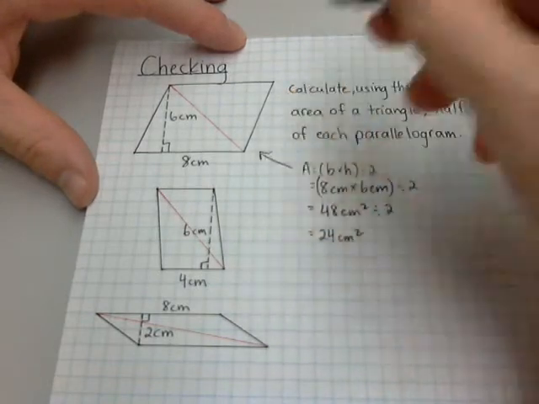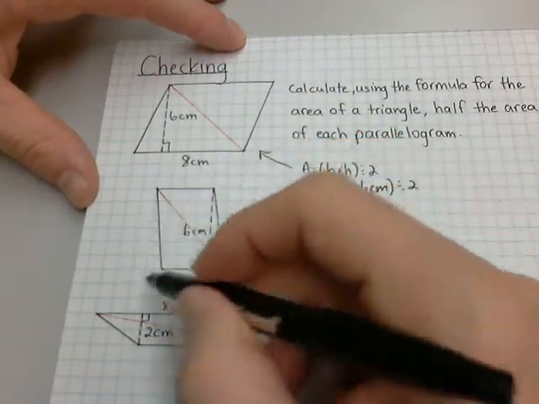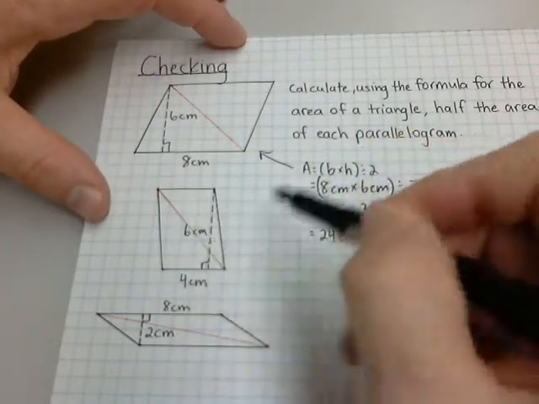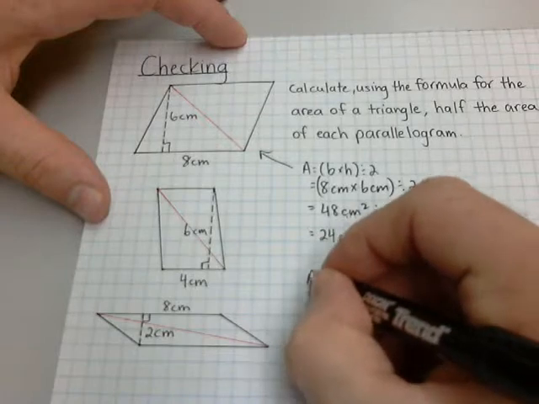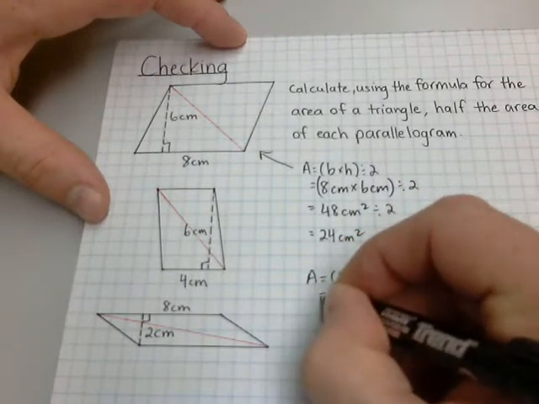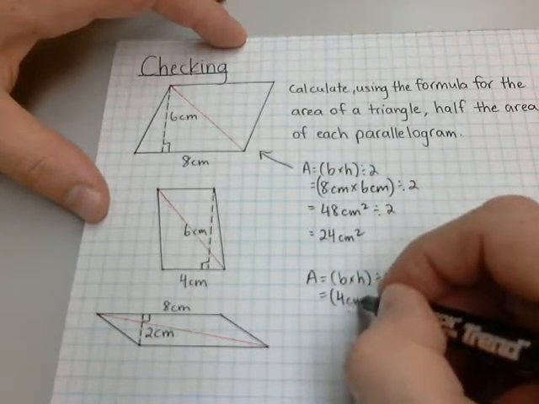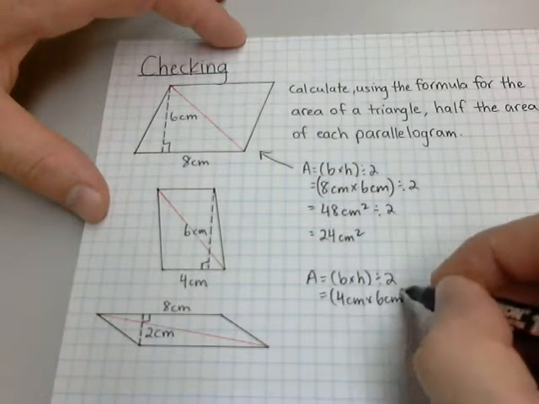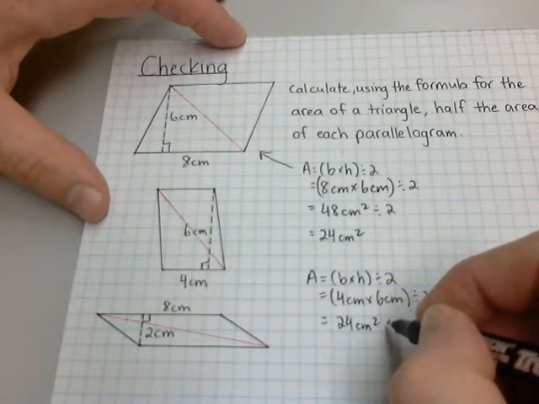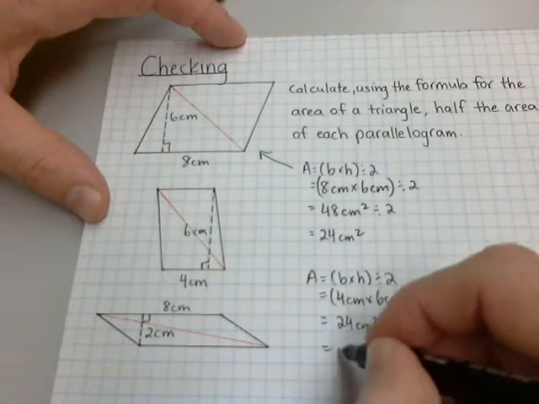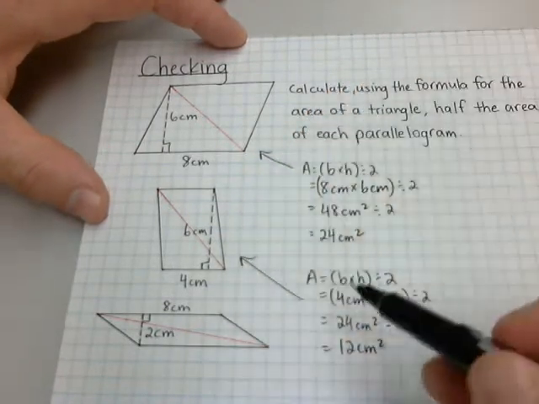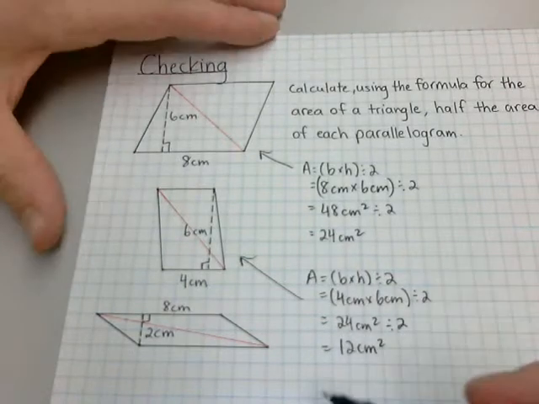So that's for that one. This one, again, is a slightly different looking parallelogram. I've divided it up with that red line. Okay, I'm going to use my formula, A equals B times H divided by 2. Do my substitutions. Base is 4 centimeters, height is 6 centimeters, divided by 2. So that's 24 centimeters squared divided by 2, which equals 12 centimeters squared. So the area of half of this parallelogram, or the area of the triangle, is 12 centimeters squared.